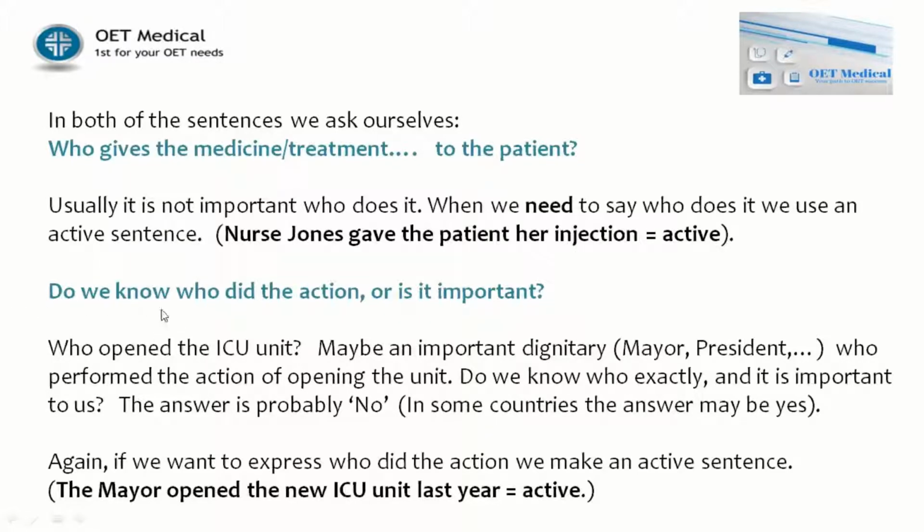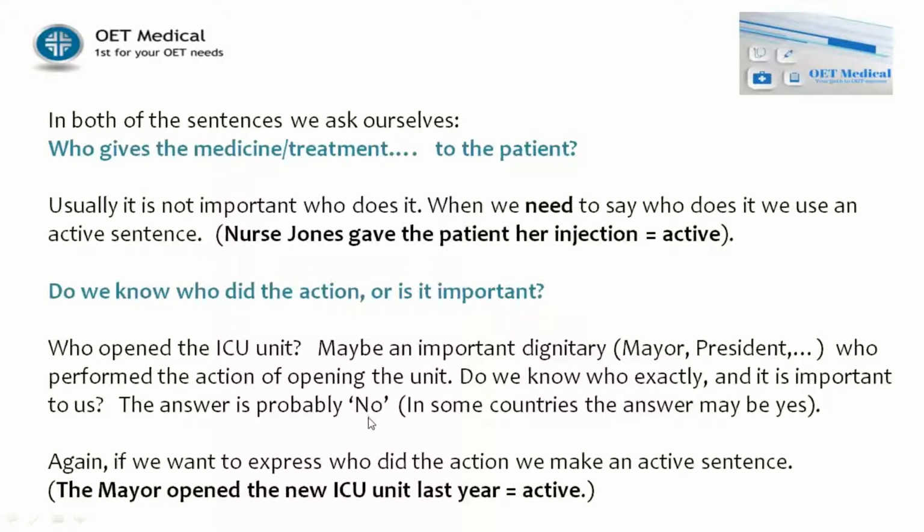And also, do we know who did the action, or is it important? Who opened the ICU unit? Maybe an important dignitary. A dignitary is an important person. That's an expression. Someone with an important job or position, like a mayor of a town, a president, or chairman, or something like that. So maybe it was an important dignitary who performed the action of opening the unit. We don't know who exactly it is, and is it important to us? The answer is probably no.